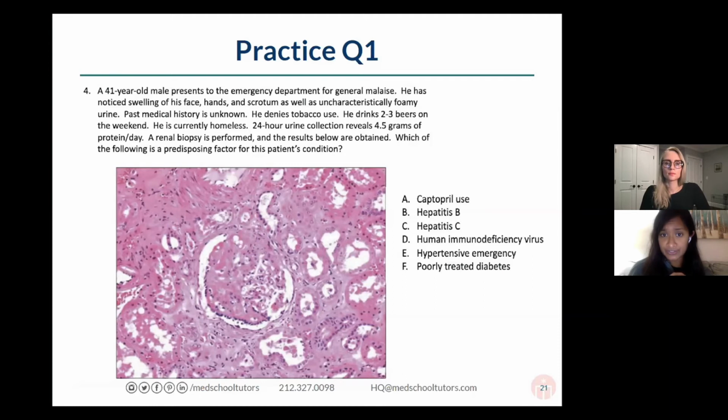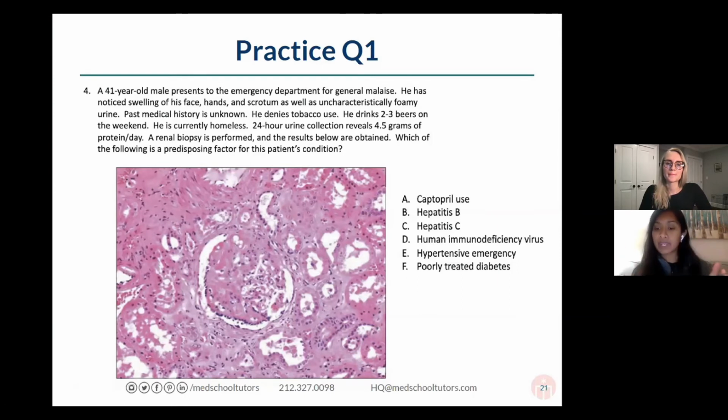24-hour urine collection reveals 4.5 grams of protein a day. Okay, so this fits with nephrotic, right? Actually, if I had just kept on reading and got 4.5, I know it's nephrotic. Okay, so then we have a renal biopsy and results are shown. So now we have a histology image. We'll walk through what this means and look at the actual image too. And the results are obtained. Which of the following is blah, blah, blah.